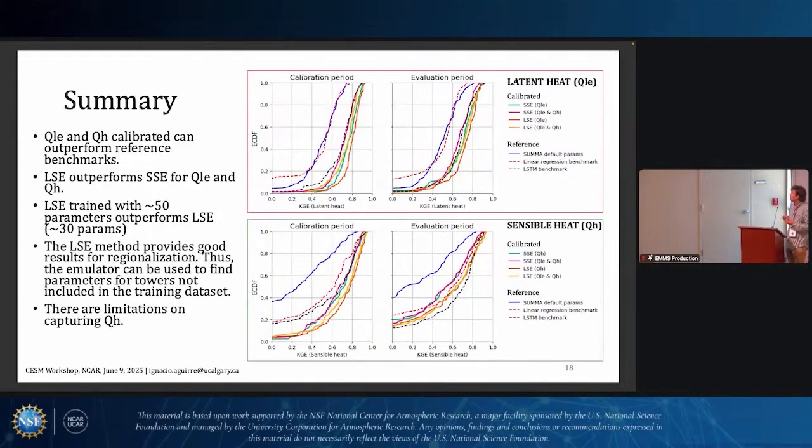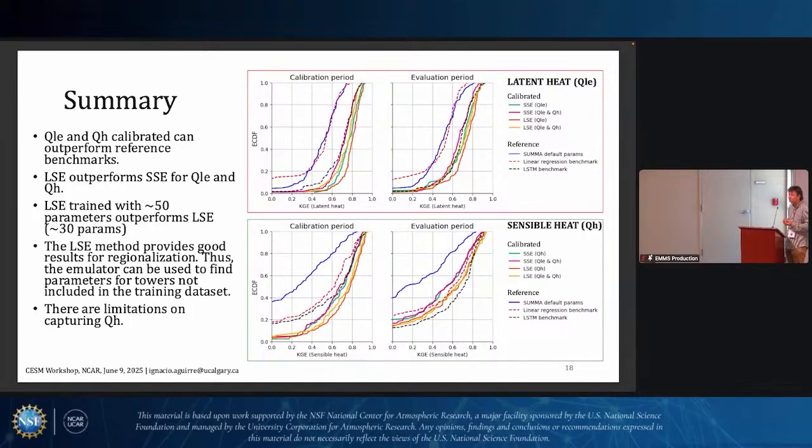So as a summary, latent and sensible heat can be calibrated and outperform the benchmark. So here's a calibration with all the elements. The first part is latent heat, and we can see that the large sample emulators outperform the single site, which we were expecting. And when we try to calibrate for both, we are not losing performance. So we are in the same range, not the same, but overall we have the best performance with the emulator that tries to do both. With the LSE, more parameters give better results.